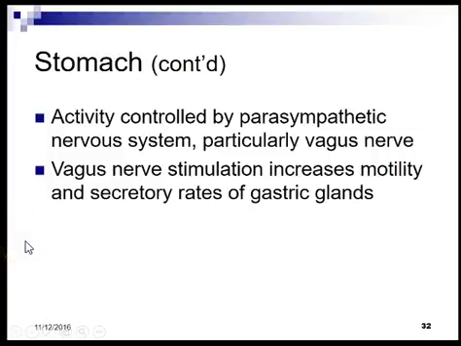Activity is controlled in the stomach by the parasympathetic nervous system, particularly the vagus nerve. The vagus nerve stimulation increases motility and secretory rates of the gastric glands. Now, if you remember back, I know it's been a long time, to the nervous system, we talked about the parasympathetic being the rest and digest side of the nervous system. So it controls that digestive component.